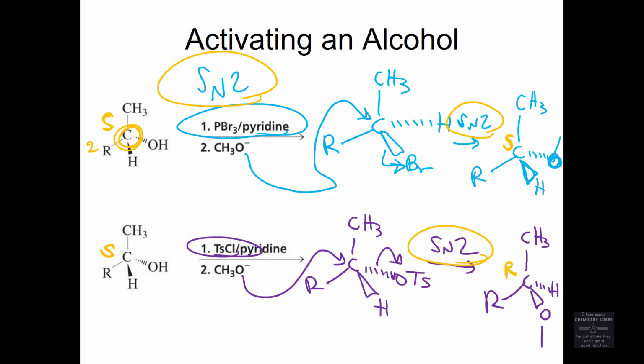Why is that different? In the top example, you went through 2 SN2s, double inversion. In the bottom example, you went through 1 SN2, so only 1 inversion. That's why you get R in the bottom product and S in the top product.